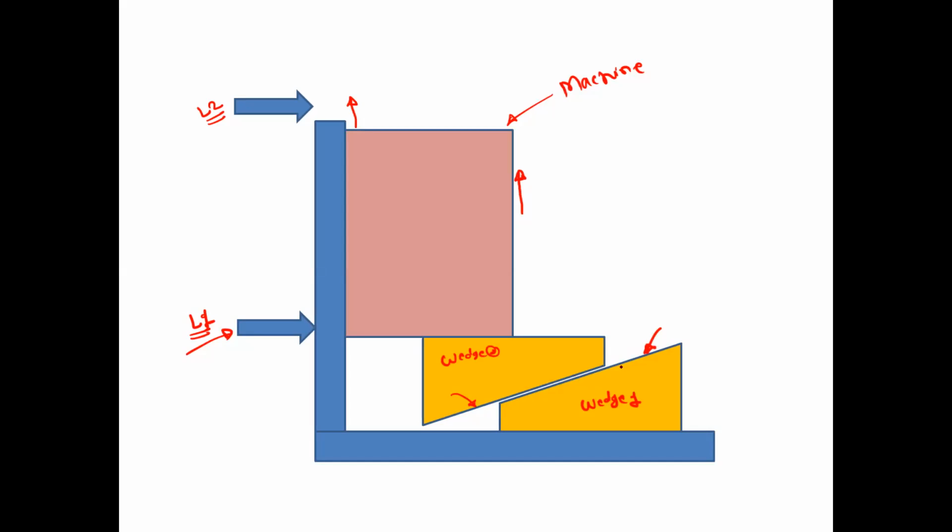Here we will apply one horizontal force. Let us take this value as P. It will be much smaller than the actual weight of this machine. Let us take the machine weight as 1000 kg. So this force P will be less than 1000 kg. This can be 100 kg. So by using a 100 kg external load, we can lift the machine of 1000 kg in this direction.